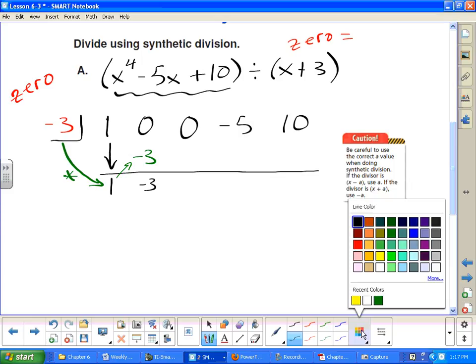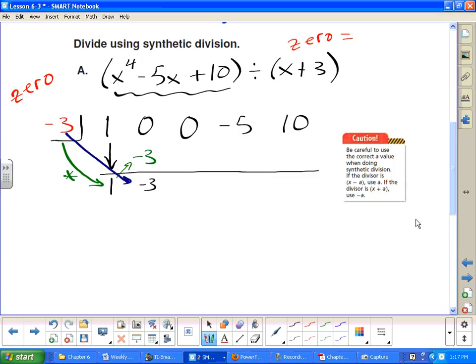Now we do that same thing. We're going to take negative 3 times this negative 3 and put it there. Negative 3 times negative 3 is 9. Then we're going to combine them. What's 0 and 9? 9, right? Now we're going to do the same thing. Negative 3 times 9 is negative 27.